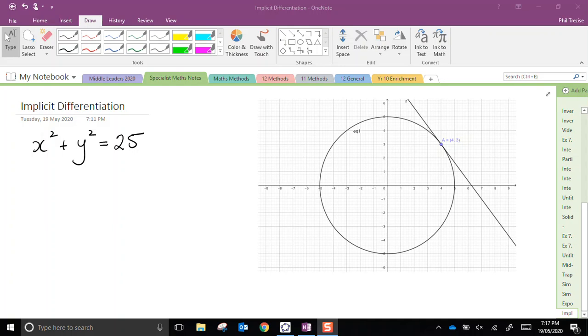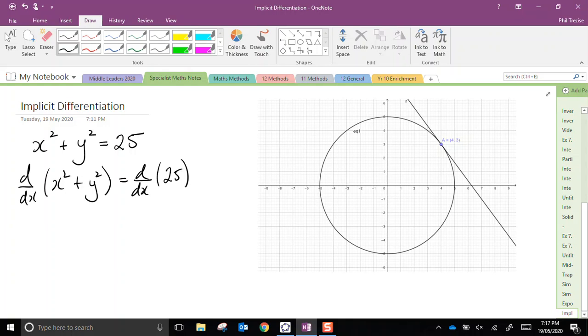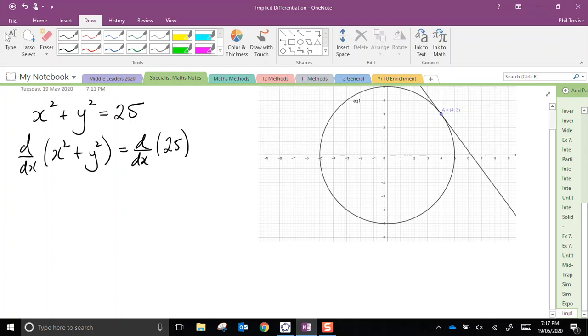My task today is to find the equation of this tangent line, which happens to be touching the circle at the point 4, 3. It would be easy to show that the point 4, 3 satisfies this equation. Now, how do we go about this? Well, we find the derivative with respect to x of the left-hand side. Now, we'll worry about how we do that in a moment. And we find the derivative with respect to x of the right-hand side. Seems logical enough so far.